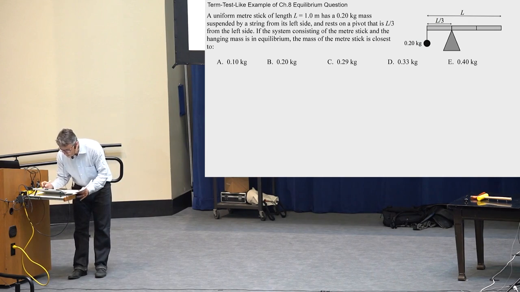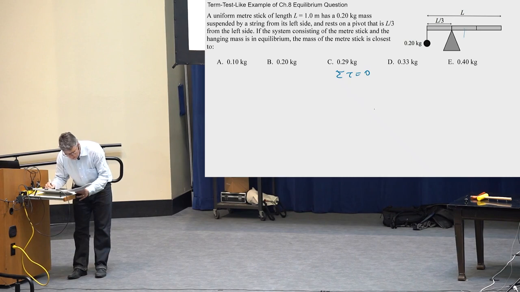A uniform meter stick, again, so you know its center is going to be there. Length 1 meter, obviously, has a 0.2 kilogram mass suspended by a string from its left side. And it rests on a pivot that is L over 3 from the left side, so 33.3 centimeters or something. If the system consisting of the meter stick and the hanging mass is in equilibrium, what is the mass of the meter stick? So again, we've done this, but let's see if we can just do it with torques.